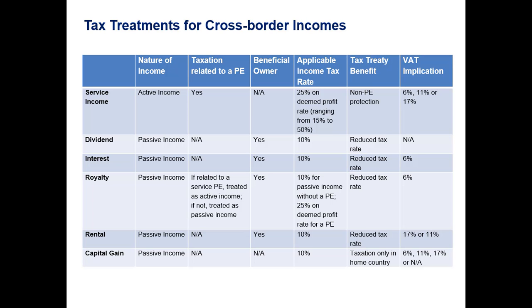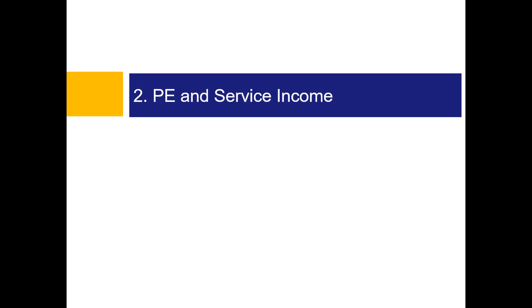For capital gain, it's passive income and it doesn't have a connection with the beneficial owner. The standard tax rate is 10%. The tax treaty benefit will not offer a lower tax rate, but only a restriction on the taxation power. Some tax treaties say only the home country has the taxation power, and some say the source country has the taxation power. So it doesn't offer a reduced tax rate, but it offers a restriction on the taxation right. You should remember this table, which summarizes most of the cross-border income and their tax treatment. And in the next step, we will talk about the PE and the service income.